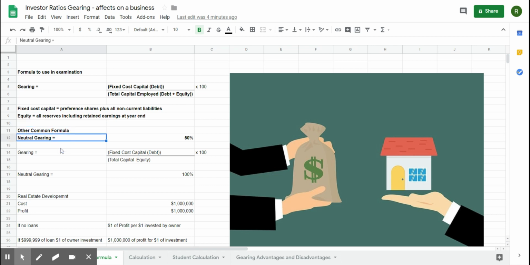And if we're using this formula, that's the most common one in A-level, then neutral gearing is 50%, because that means that half of the long-term investment in the business is fixed cost or carries an interest that has to be paid, and half of the gearing is in terms of ordinary shareholder capital.